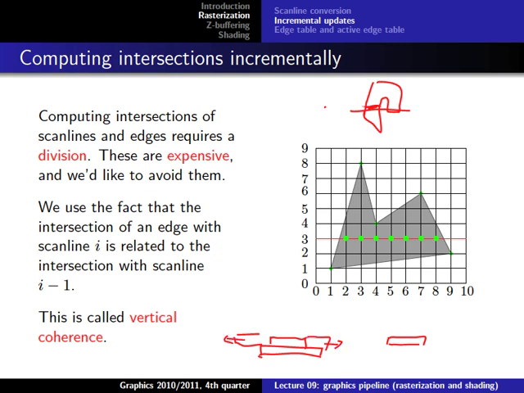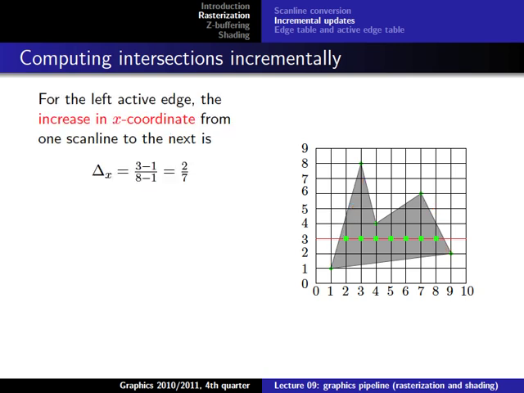So you basically have to find these two new intersection points, but they depend on the previous intersection points and on the line equation that we have from the line here. And this is what we call vertical coherence. So we look into how the intersection point changes based on the line equation and the previous intersection point that we have, instead of calculating it from scratch.